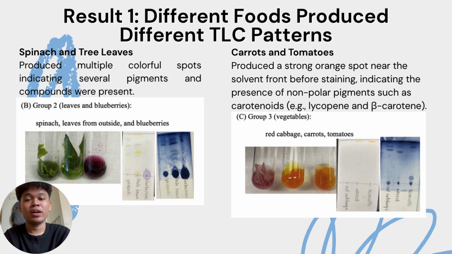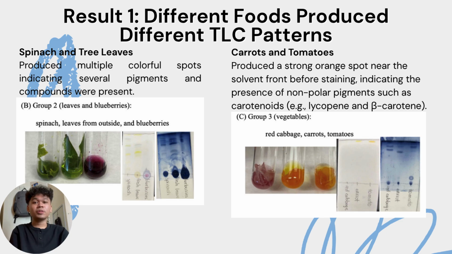Now let's look at our first result. Different foods produce different TLC patterns. This is because each food has a different chemical composition. So on the left is group 2, which includes spinach, tree leaves, and blueberries. Spinach and tree leaves produce many colorful spots on the TLC plate. This shows that they contain several different pigments and chemical compounds.